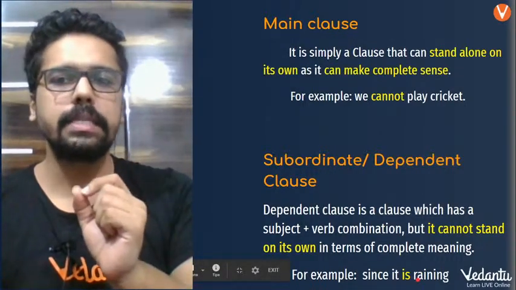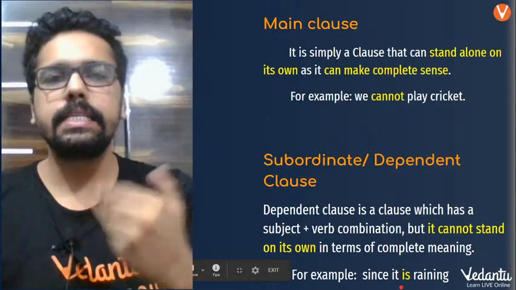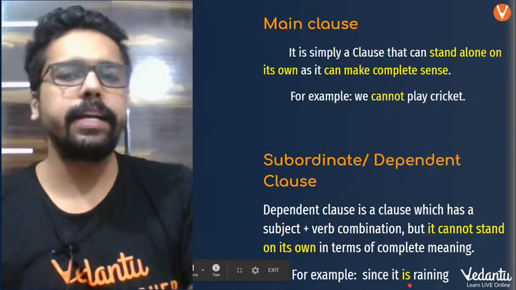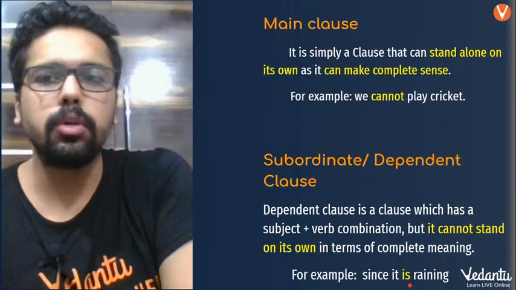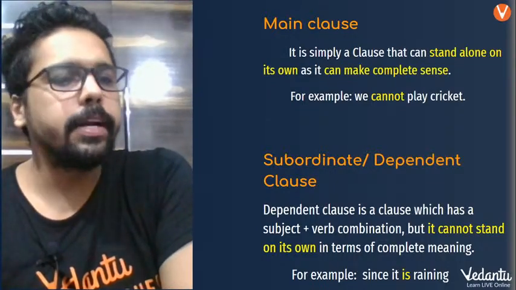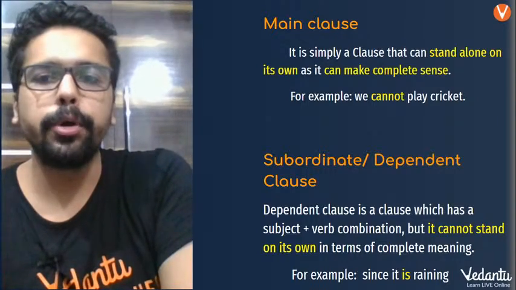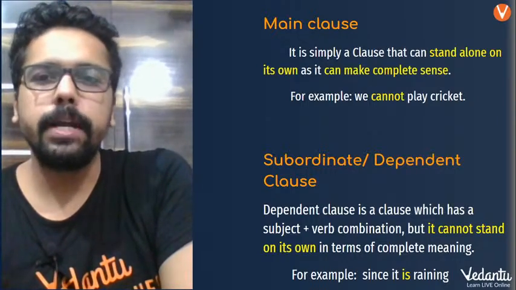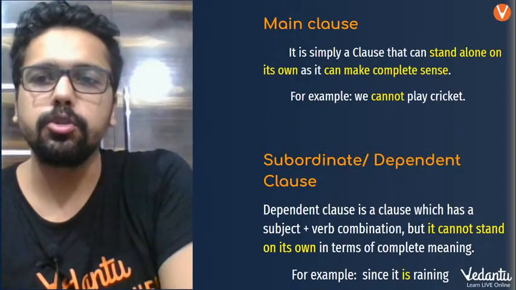Look at this example: since it is raining. Now, when I simply say since it is raining, it has a finite verb, is, of course. That's why it's a clause. A clause is a group of words with only one finite verb. But this is not an independent clause. This is a dependent clause, a subordinate clause, because it does not make complete sense on its own. It depends on the main clause to make complete sense.